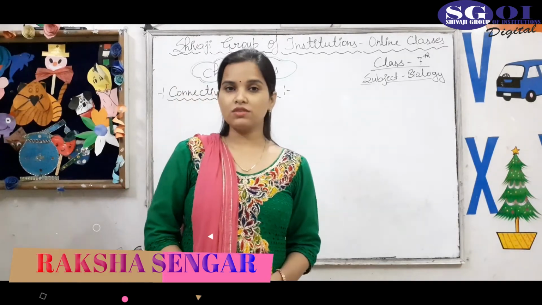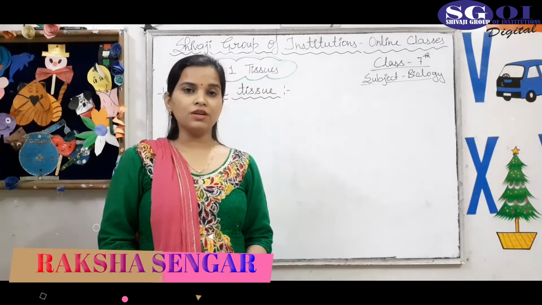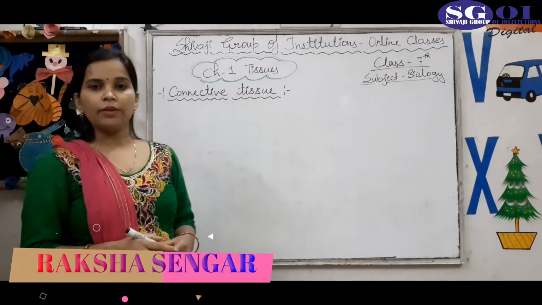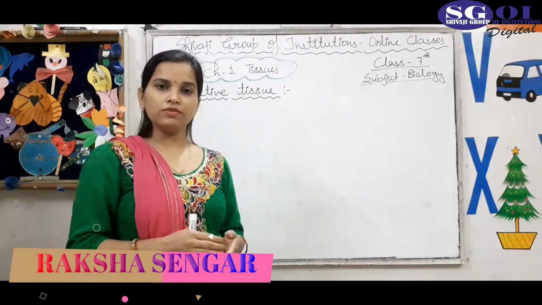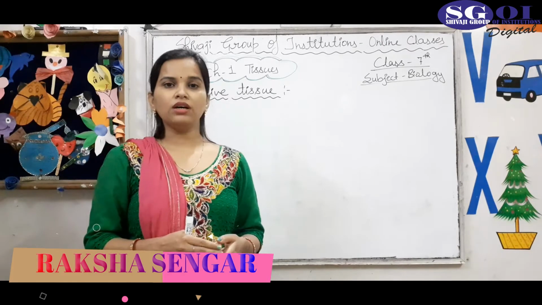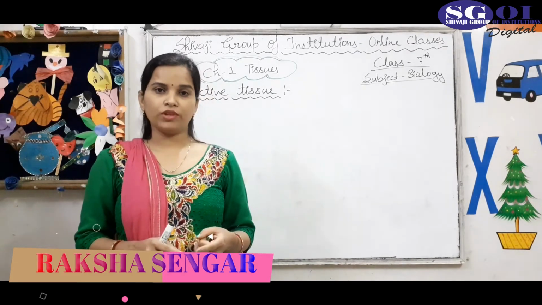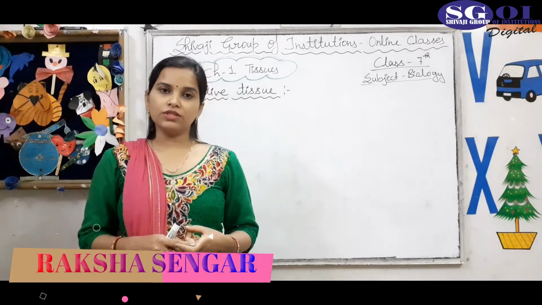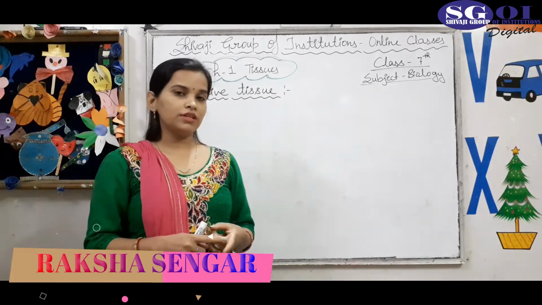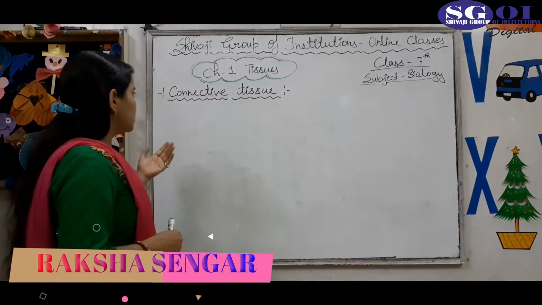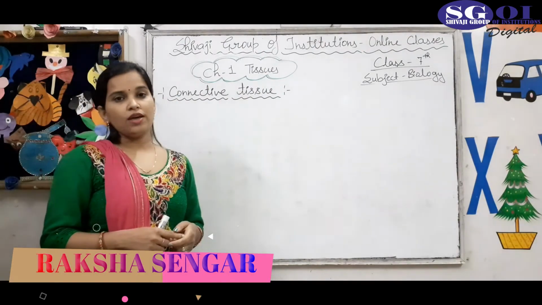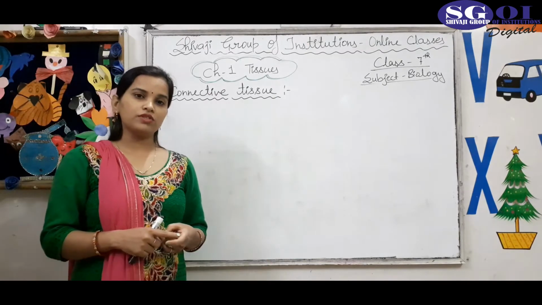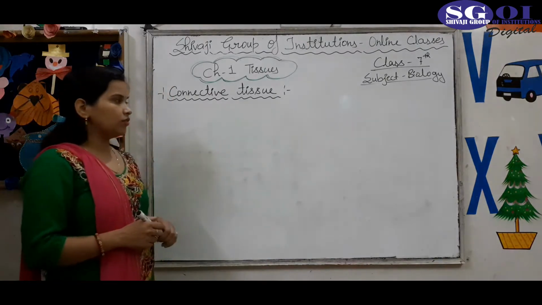Students, as you know, this is your revision class from chapter 1, and my today's topic is the connective tissue. In my previous video I have already explained the types of animal tissue: first is epithelial tissue, second is nervous tissue, third is connective tissue, and fourth is muscular tissue. So I have already explained the epithelial, muscular and nervous tissue, and the fourth is connective tissue.